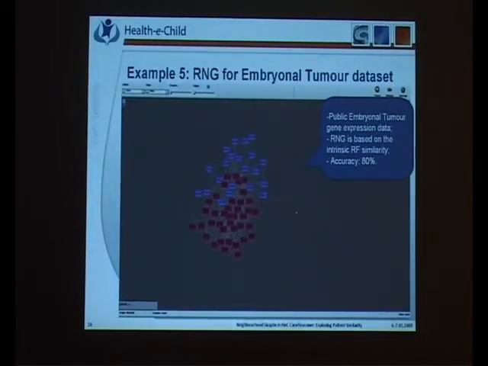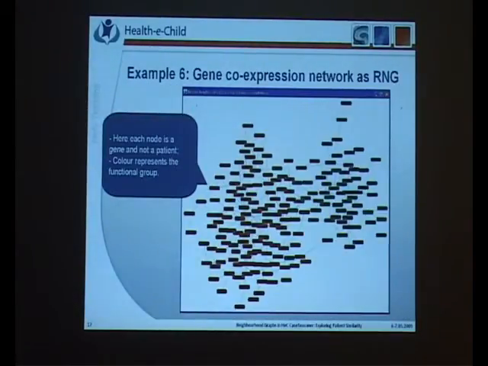One more example where the accuracy is even worse. It's a public embryonal tumor gene expression data set. The accuracy on this data set is 80%. So this is the last example, and this example is actually different to the previous ones because one node here is not a patient, but it's a gene. And the coloring here represents different functional groups. And here you can easily see the distribution of functional groups in your data.